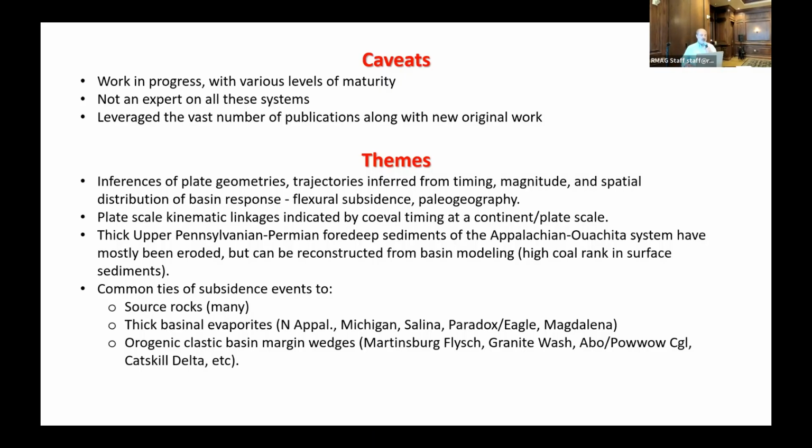Another challenge here is that the upper Pennsylvanian and Permian foreland sediments of the whole Appalachian-Ouachita system have been mostly eroded in their most proximal portions, in the thickest part of the foreland. So reconstructing them has been a challenge, but I think it's important to understand the end state of these systems. And so we're also going to see common ties of subsidence events to source rocks, to thick basal evaporites, and to some of these clastic basin margin wedges. I'm not going to have time to go through all of these, but I'll show examples of each.